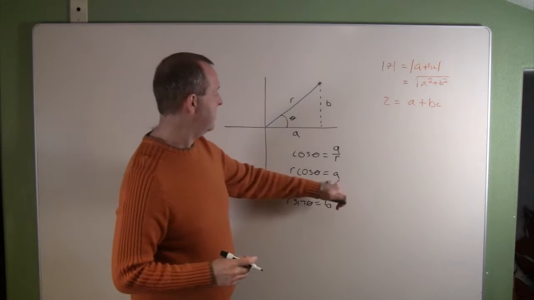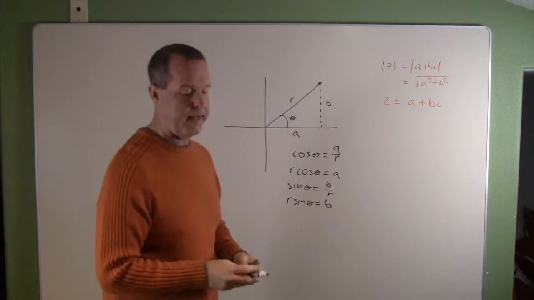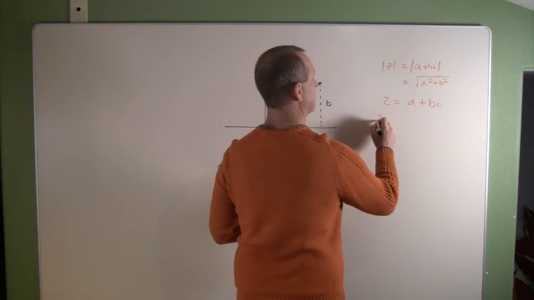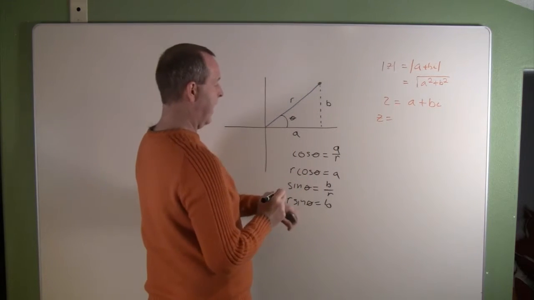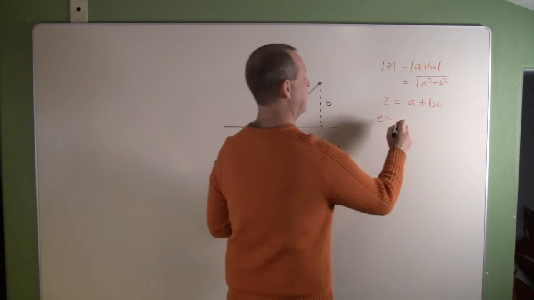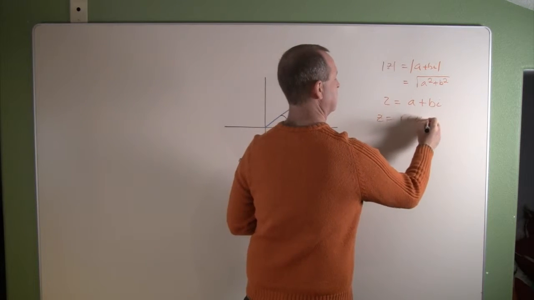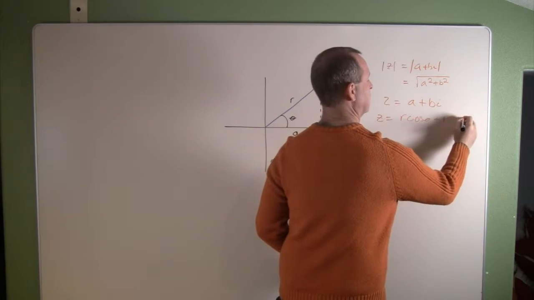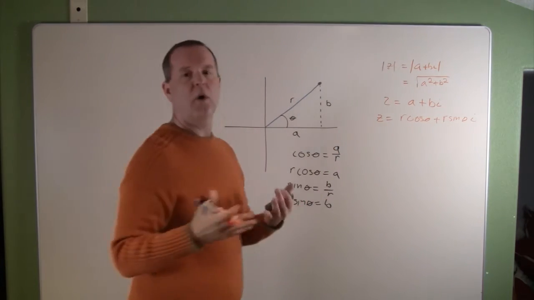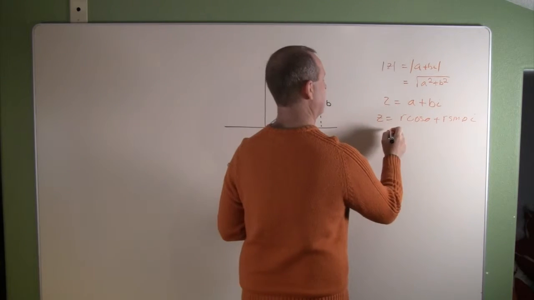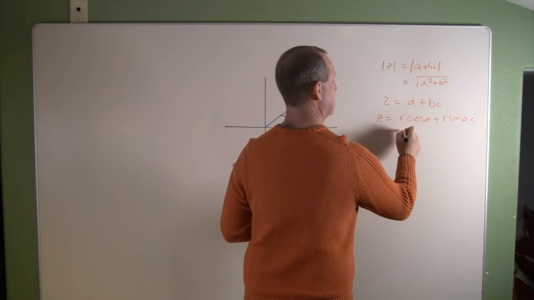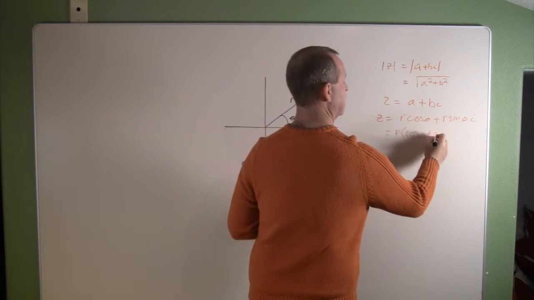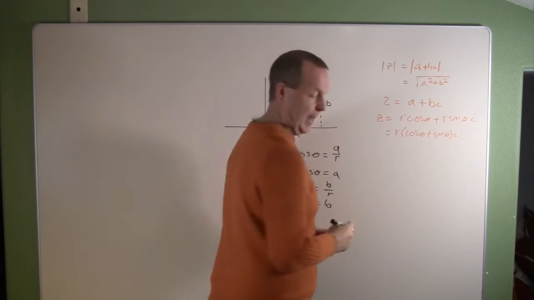So if I look at this, I basically solved for a and solved for b, and in so doing, I can look back at my point z equals a, which is r cosine theta, plus b, which is r sine theta, i. And then I'm just going to factor out the r just to clean it up a little bit. So it really equals r times cosine theta plus sine theta, i.